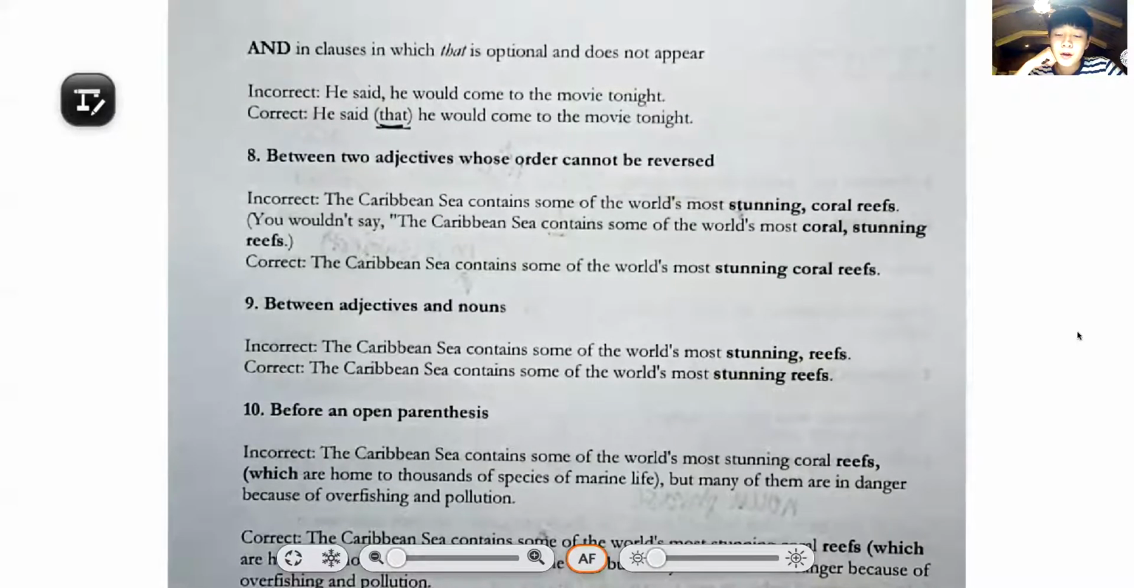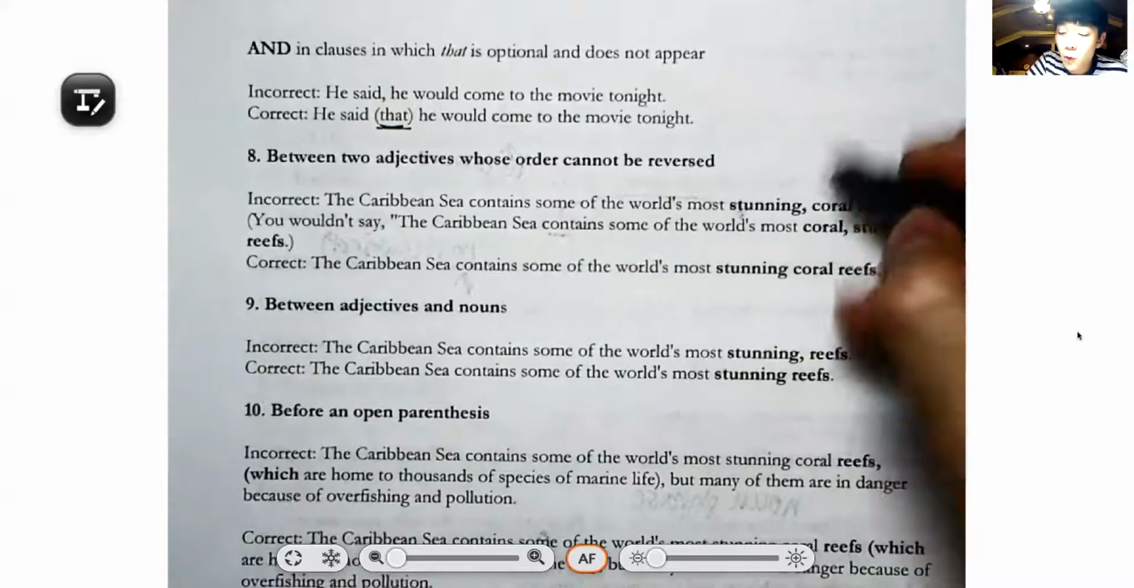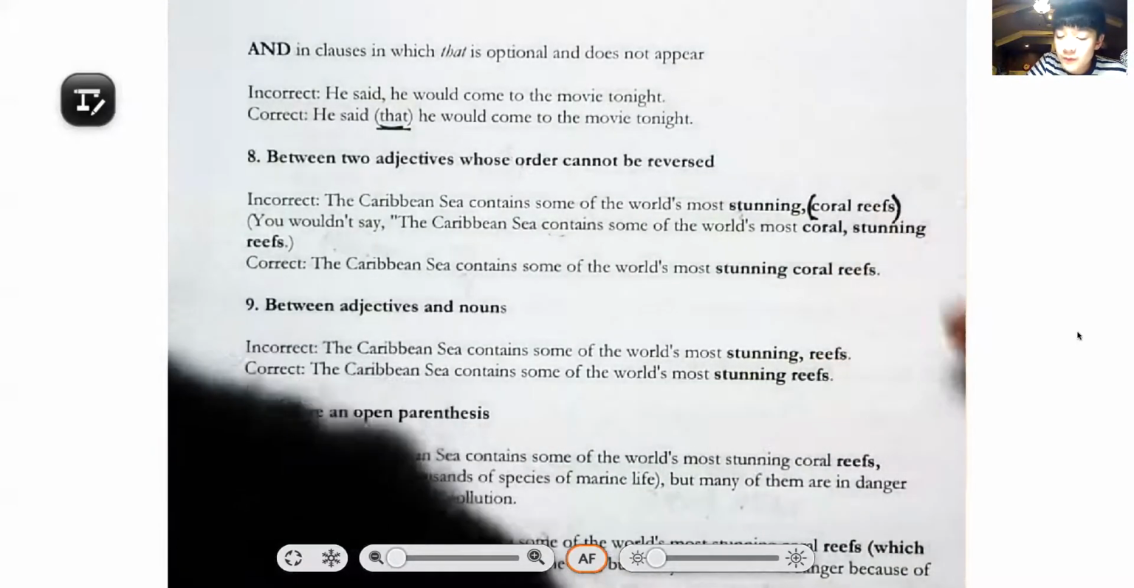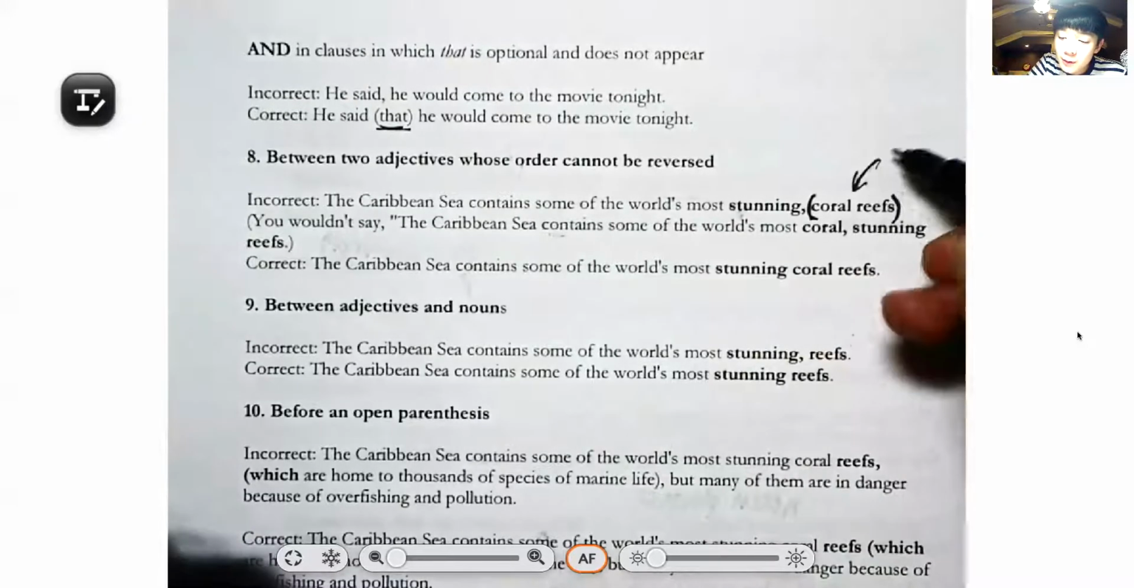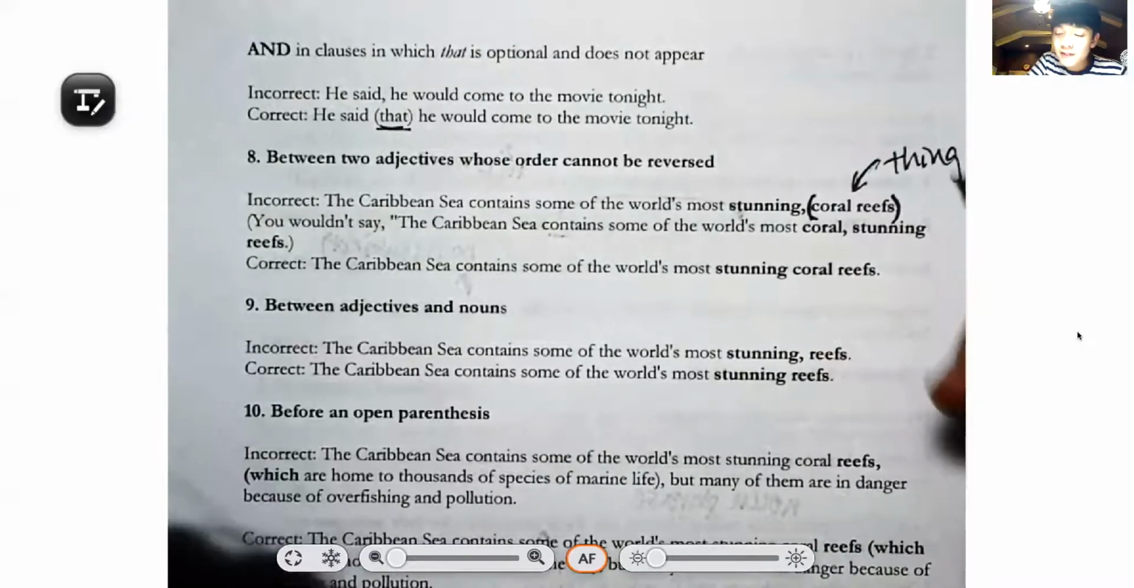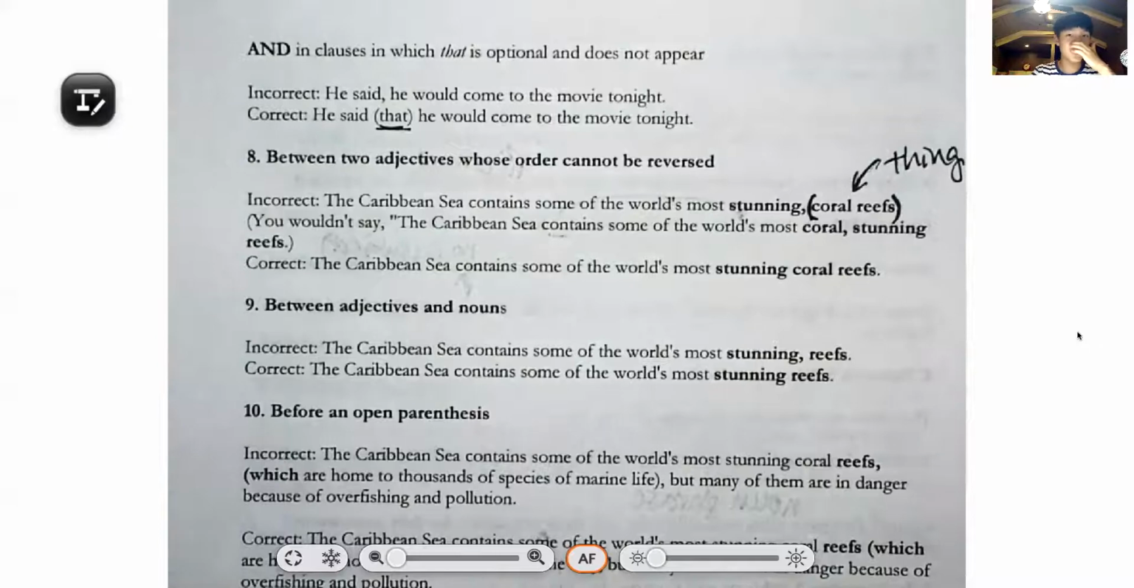Okay, so, stunning coral reefs. Well, obviously stunning and coral both describe reefs, but coral reefs is kind of one description, one thing, right? It's a thing. And I have to describe it as a thing, even though a lot of dignified people don't like the, excuse me, the word thing. But you have to describe coral reefs as a thing.